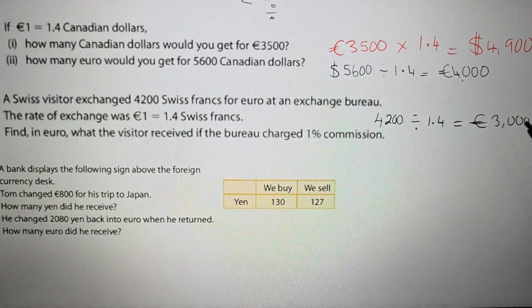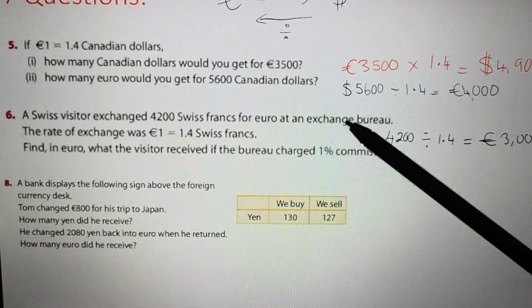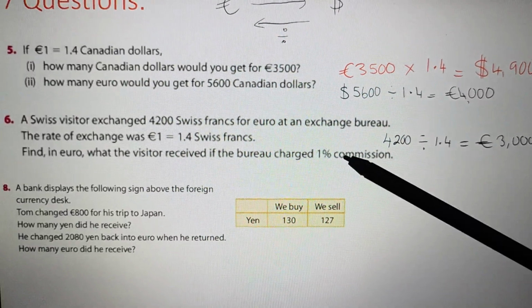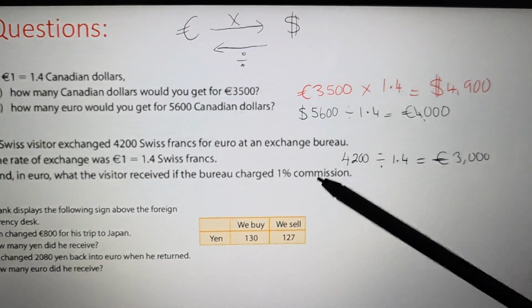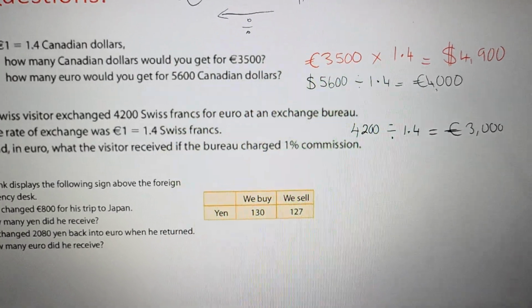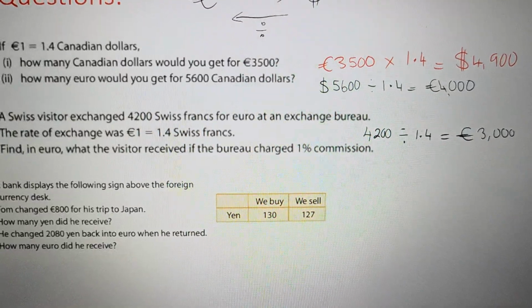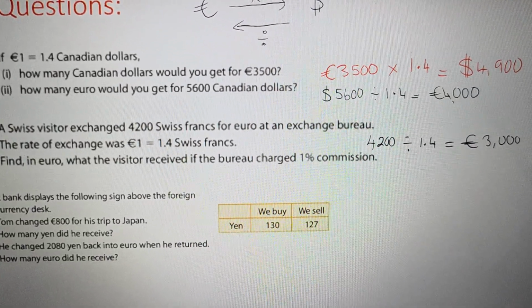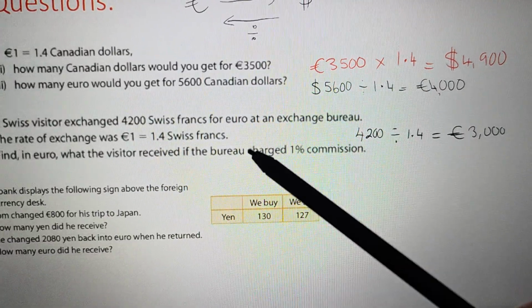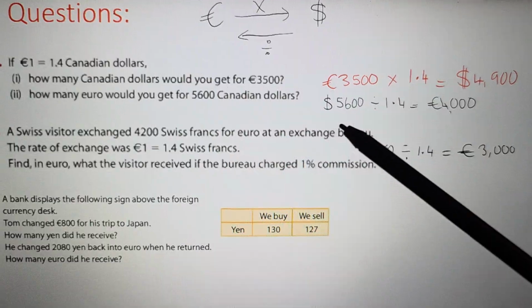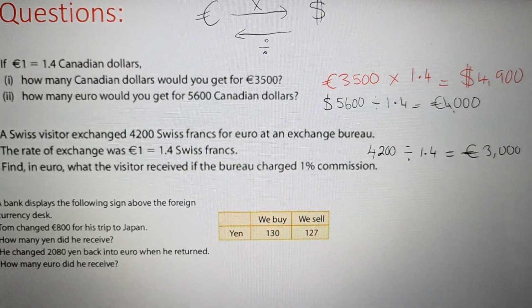I don't get to keep the full €3,000 because the bank is charging a 1% commission. Sorry, it's a bureau de change. You see them in the airports. They are charging 1% commission. So you could get 1% of 3,000. Okay, that'll give you €30. And then you can subtract the commission, the €30, from that to see how much you actually get to take home. The quicker method would be if the bureau de change is charging a 1% commission, that means they keep 1%, but you'll get to keep the other 99%.